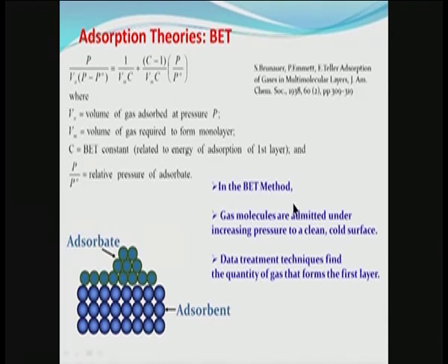So, in the BET method, gas molecules are admitted under increasing pressure to a clean cold surface so that sufficient adsorption takes place. As we have said earlier, the heat of adsorption is low and therefore, elevated temperatures lead to desorption. Therefore, one takes a cold, clean surface. So, in the BET method, this is what is done.